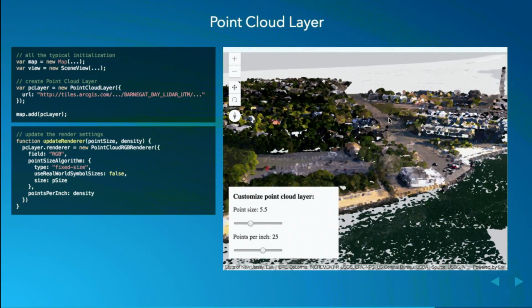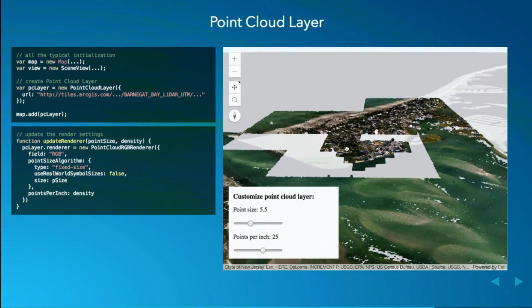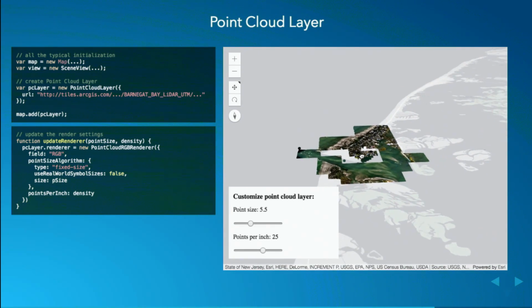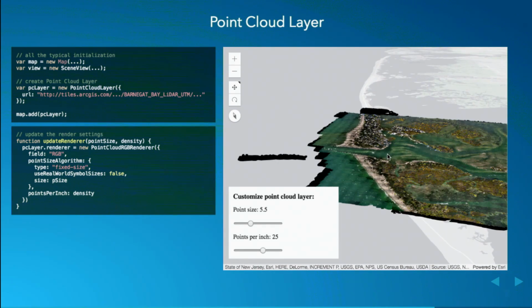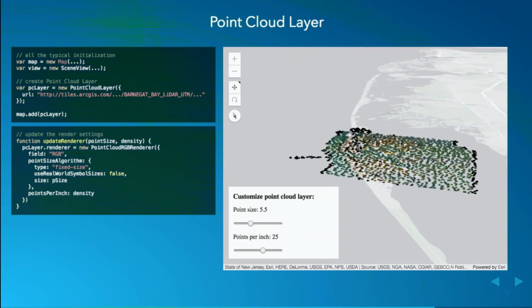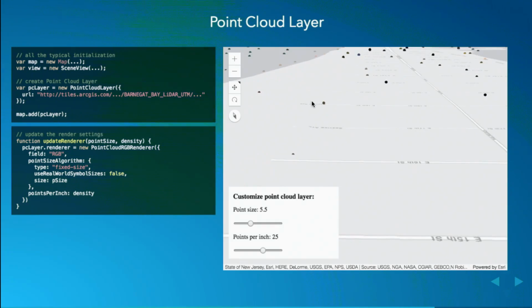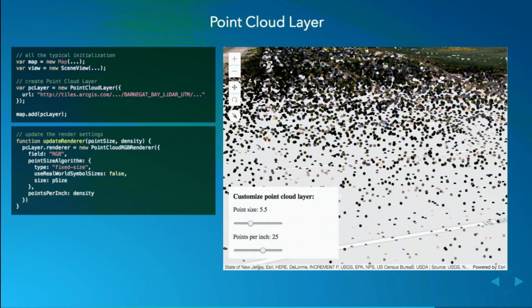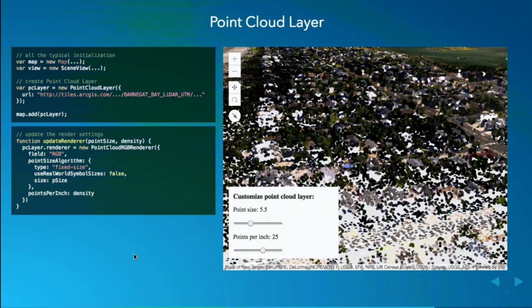And as I mentioned, these datasets can get really, really large. So let's see if we zoom out here, how large this particular one is. Yeah, I think that's about where we get at. And again, automatic level of detail is provided.